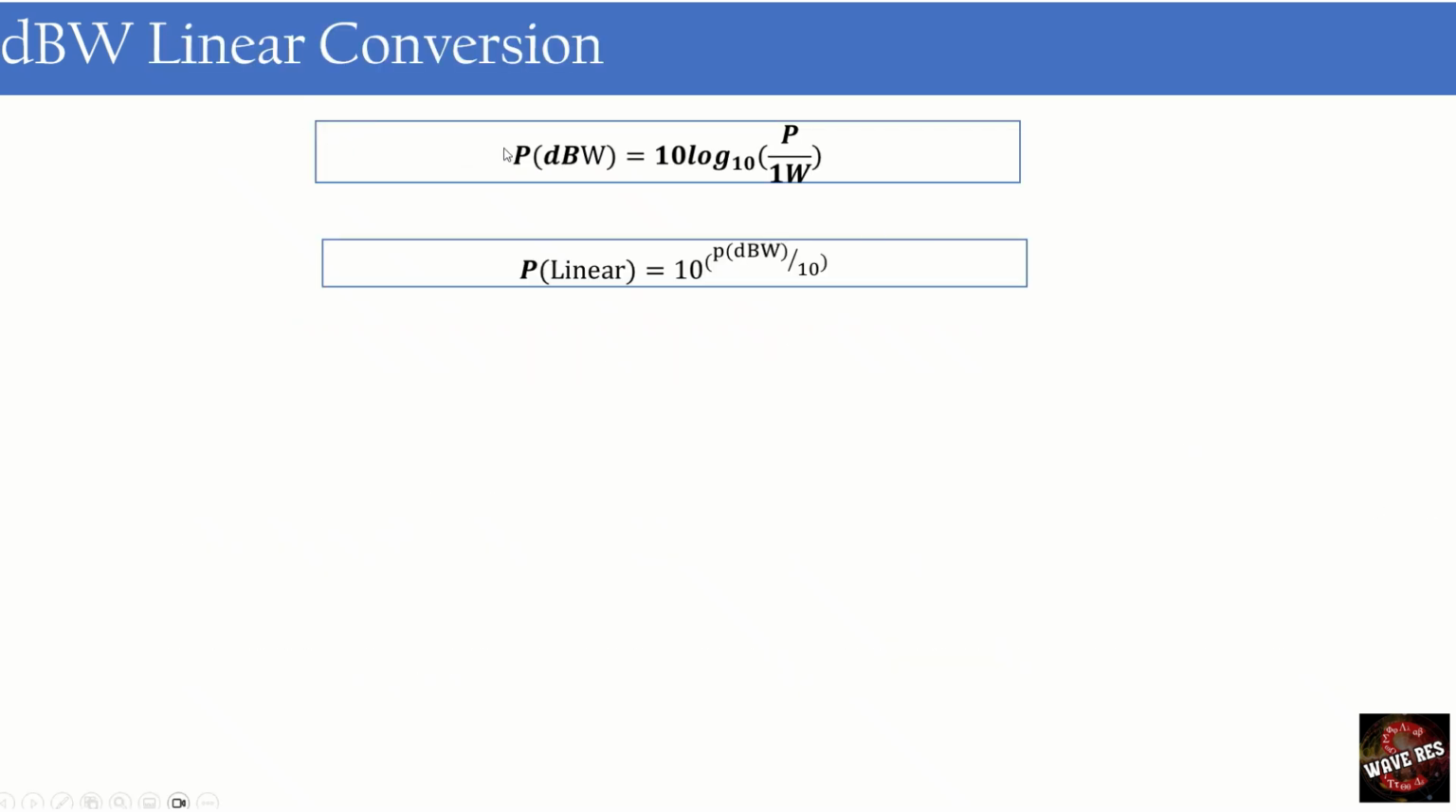So these are the two equations for dBW to linear conversion and vice versa. If you want to convert from linear to dB, you have to use this equation: P in dBW equals 10 log 10 of P by 1 W. And if you want to convert that into the linear scale, it will be 10 to the power of P dBW by 10. So these are the two equations that we have to consider while converting between dBW and linear scale.